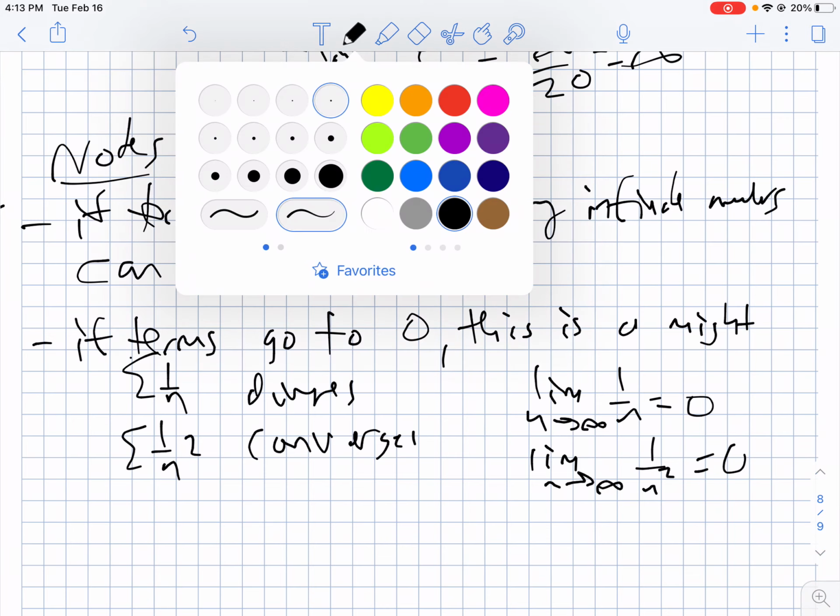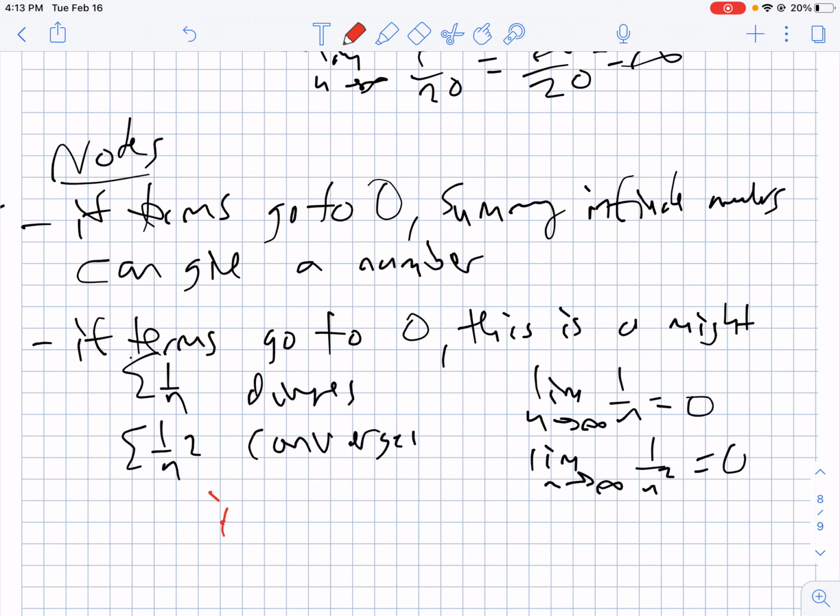And that's why it's so important that today all we can say is that if the terms go to 0, that is the only possible way that that sum might converge. And if the terms do not go to 0, of course, it definitely diverges, right? Because 5 plus 5 plus 5 plus 5 is obviously infinite. Okay, big conceptual ideas here.